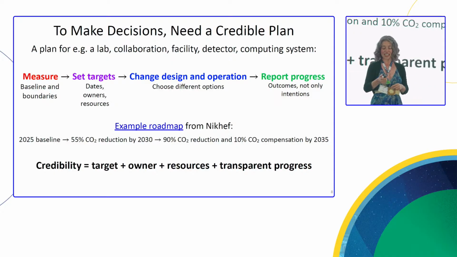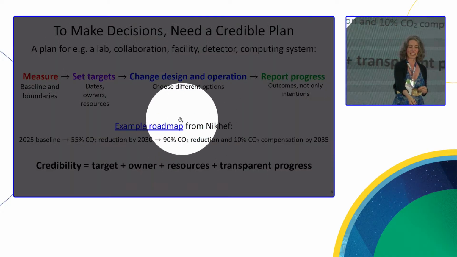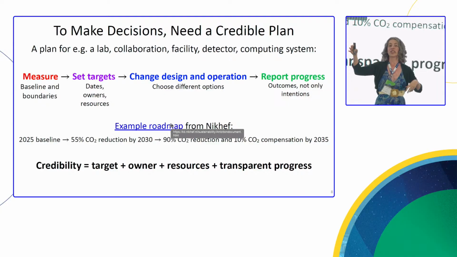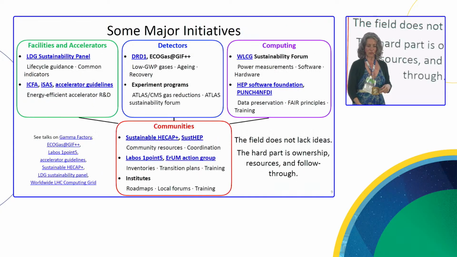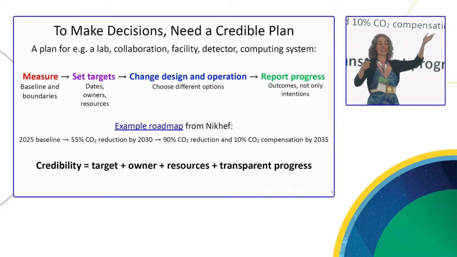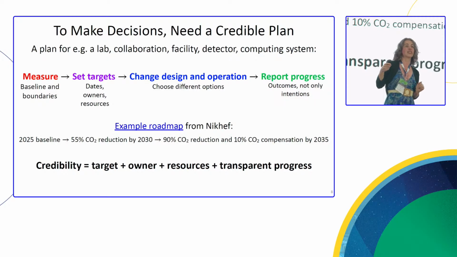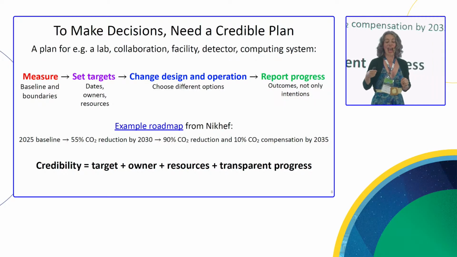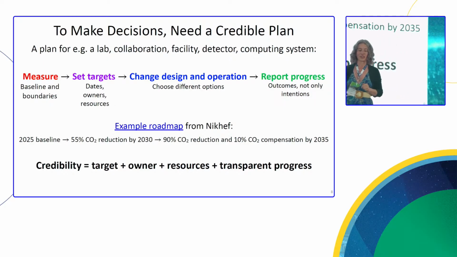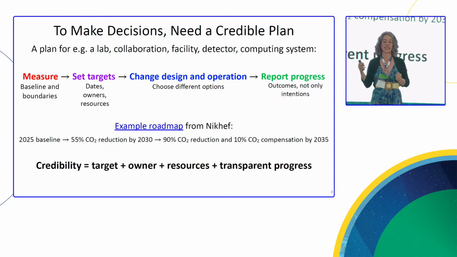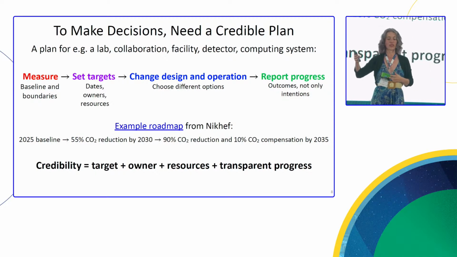So there's an example of this nicely from NICEP. Basically, they measured their 2025 baseline, and then set a target for 2030 of reducing their CO2 by 55%, and then a further target for 2035 of 90% CO2 reduction and 10% CO2 compensation. So what makes a plan credible? If you have a target, owner, resources, and transparent progress.